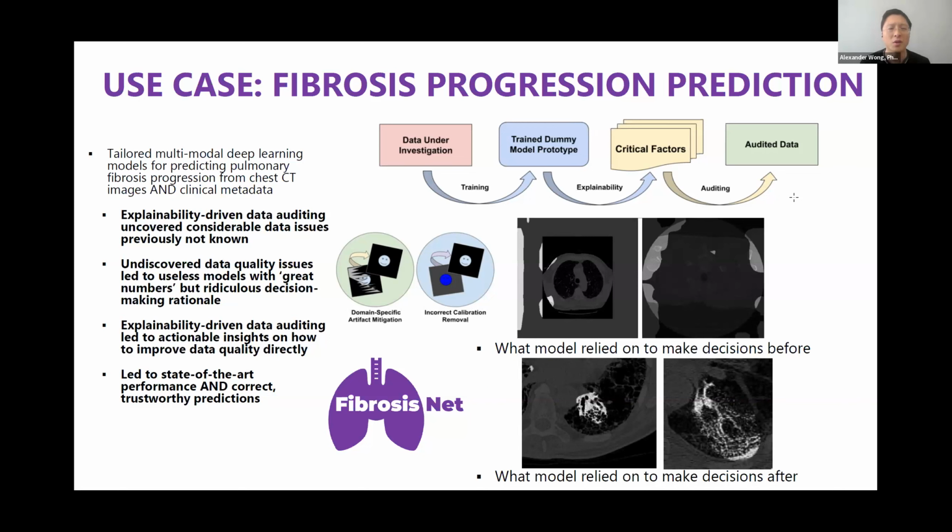And these undiscovered data quality issues can really lead to very useless models with great numbers, so great sensitivity, specificity, and so on and so forth, but ridiculous decision-making rationale. And so explainability-driven data auditing allows us to identify actionable insights on how to not only improve the model, but to improve the actual data quality itself. And this allowed us, with our FIBROSIS-Net project, to get not only state-of-the-art performance that outperforms all other solutions out there, but also correct, trustworthy predictions along the way.